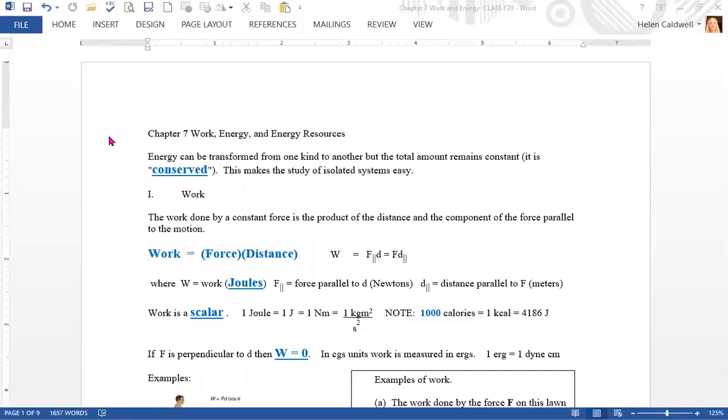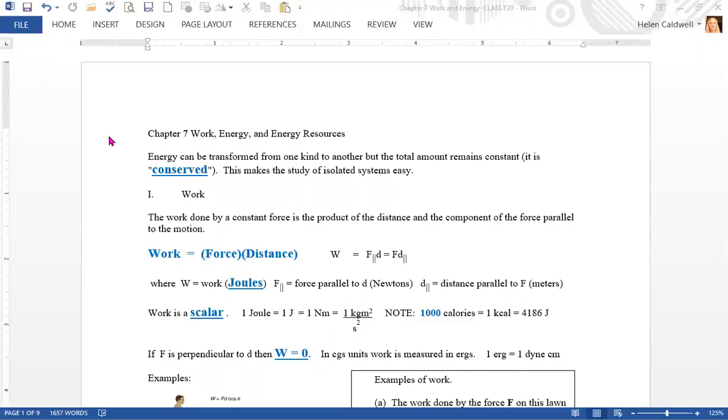Or if you take a piece of wood, it has stored chemical energy, and when you burn it, that stored chemical energy turns into energy of motion. The molecules move around, heat energy is created, light is created. So the energy is transformed from one type to another.